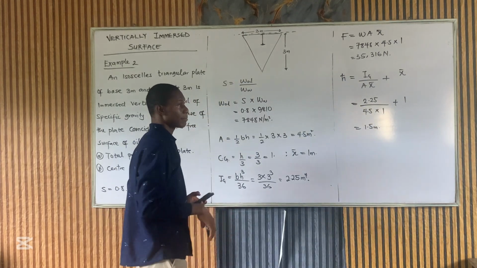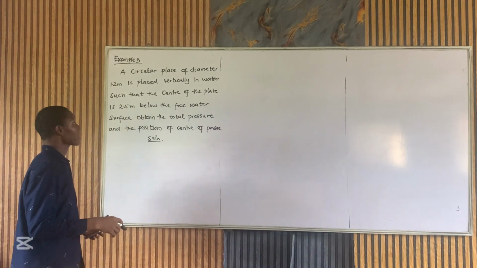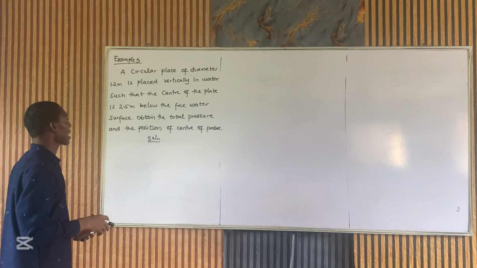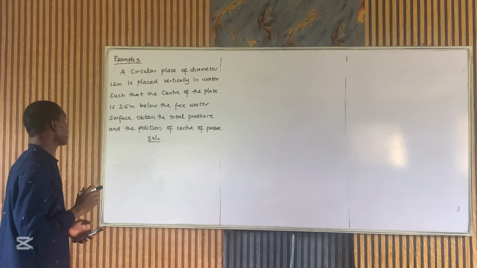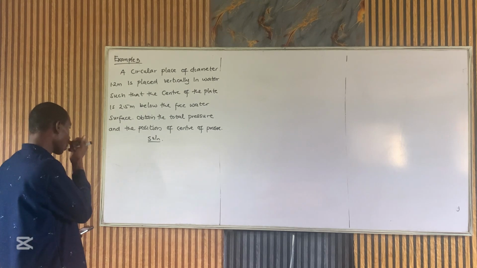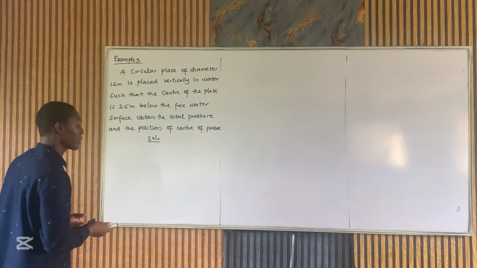Let's take the next example. Example 3 on vertically immersed surface. A circular plate of diameter 1.2 meter is placed vertically in water such that the center of the plate is 2.5 meter below the free water surface. Obtain the total pressure and the position of center of pressure.